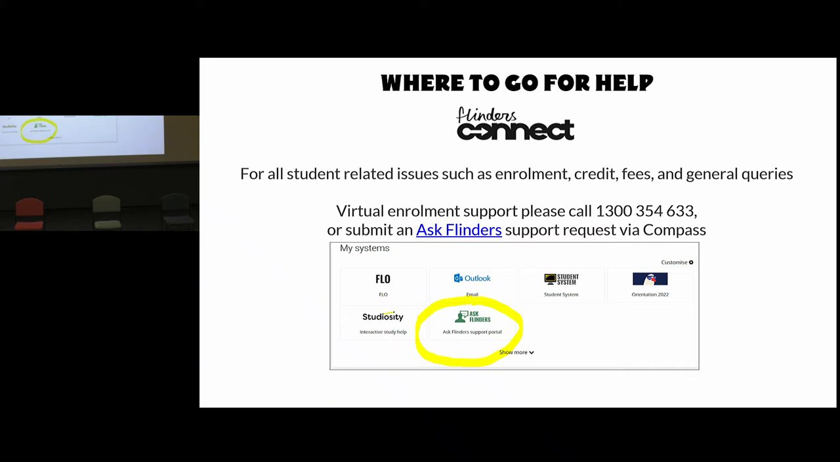One of the things that is very good about the Flinders system, I could make a joke there about the things that aren't good about the Flinders system, but I won't. It's just the behind-the-scenes stuff that we get to see, don't worry. If you submit an Ask Flinders request for almost anything, you will have that request channeled to the right person to answer the question.